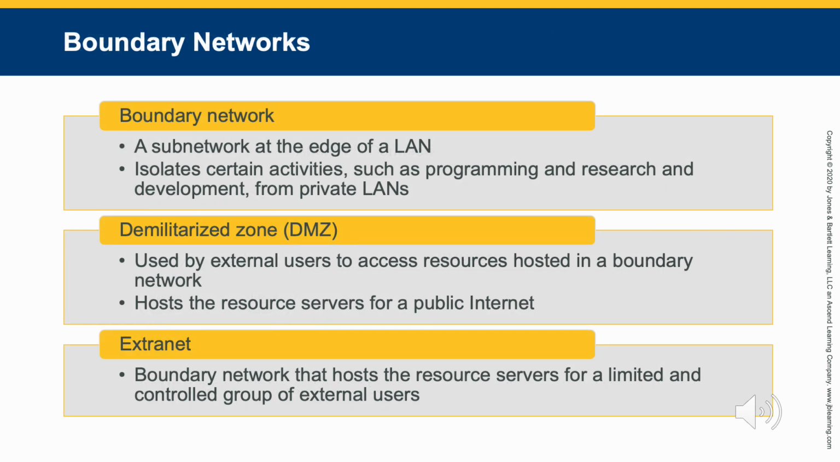Boundary networks. Here are three types of boundary networks. A boundary network could be a subnetwork at the edge of a LAN, which isolates certain activities such as programming and research and development from private LANs.